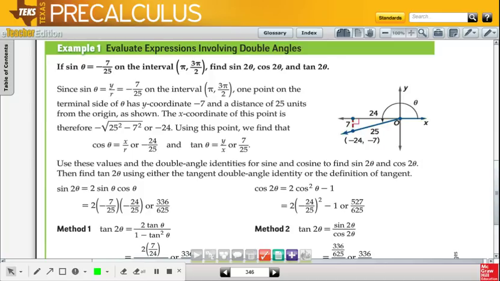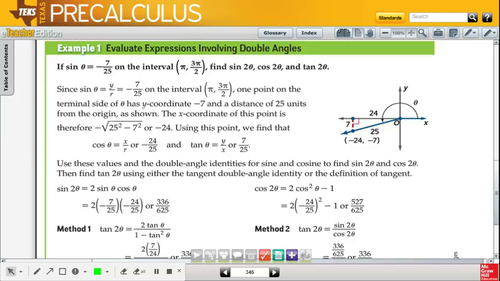Find sine of 2 theta, cosine of 2 theta, and tangent of 2 theta. So reading the information here, since sine of theta is equal to y over r, that's basically 4.1, is equal to negative 7 over 25 on the interval of pi, comma, 3 pi over 2. So 180 degrees to 270 degrees, or third quadrant.